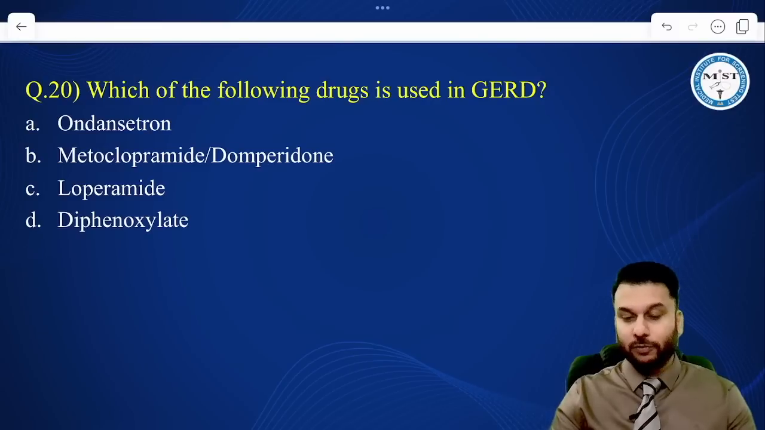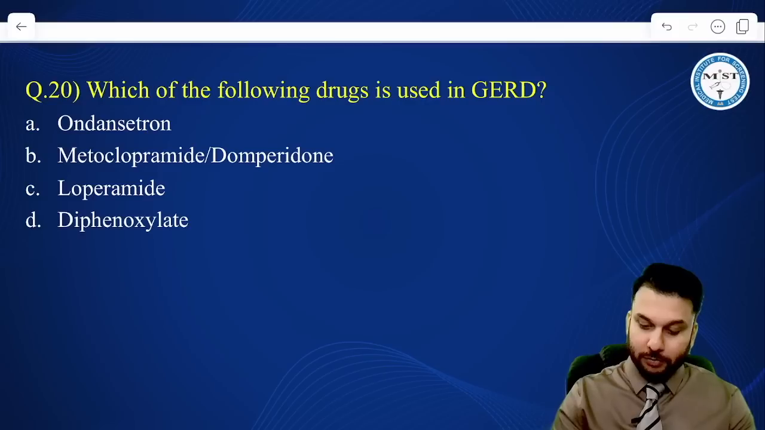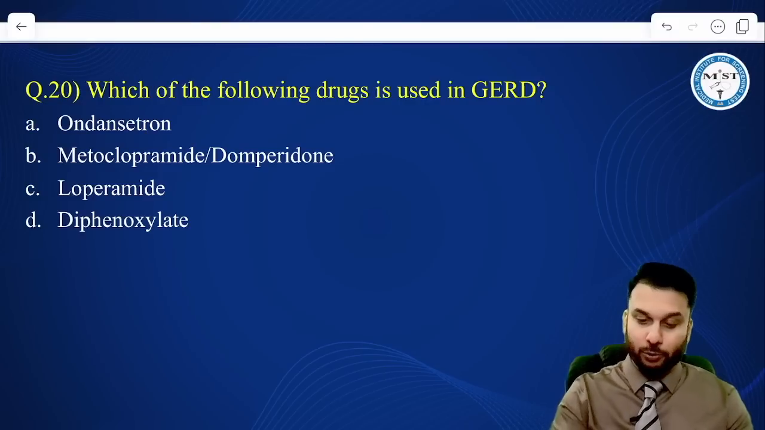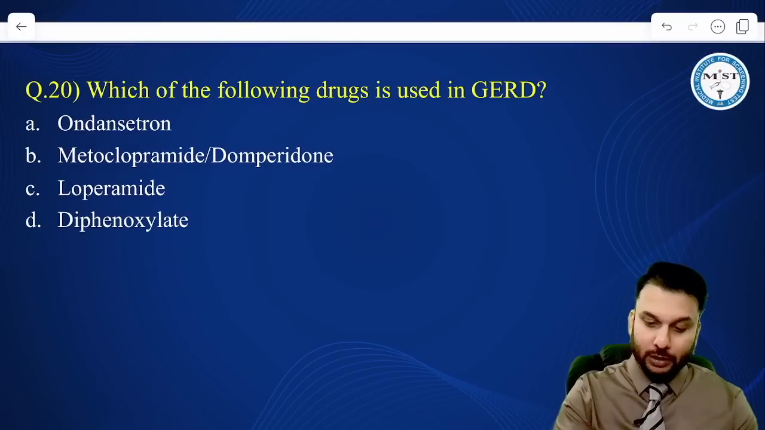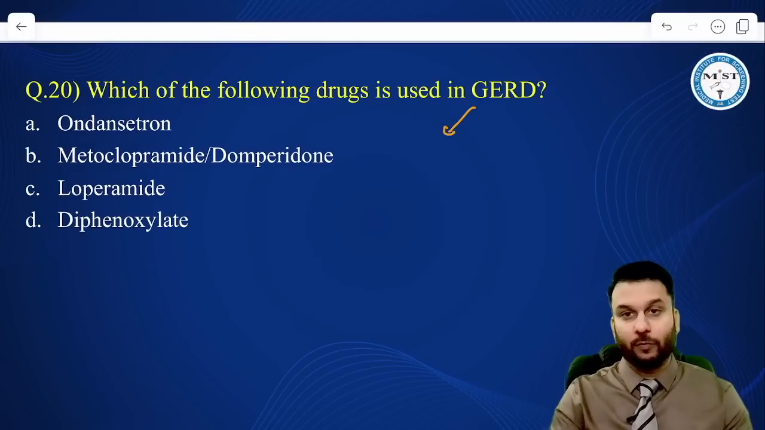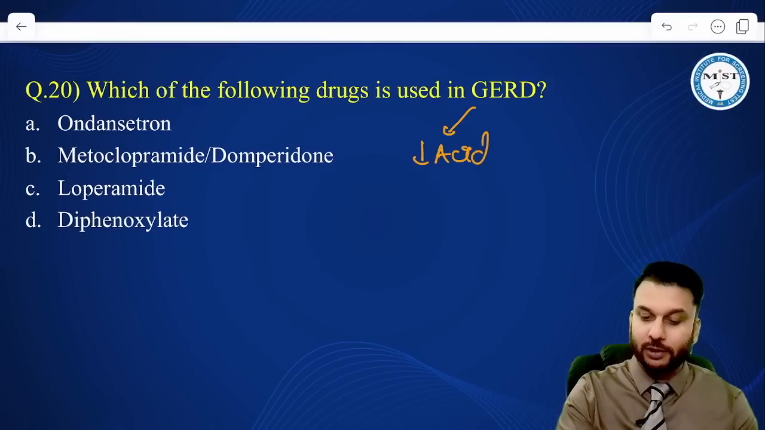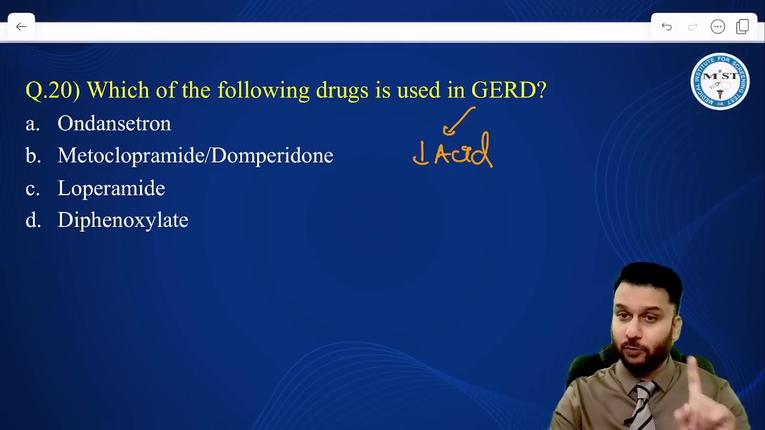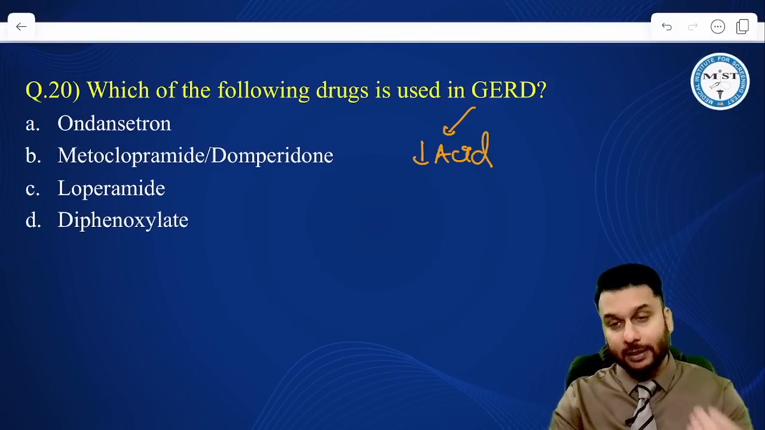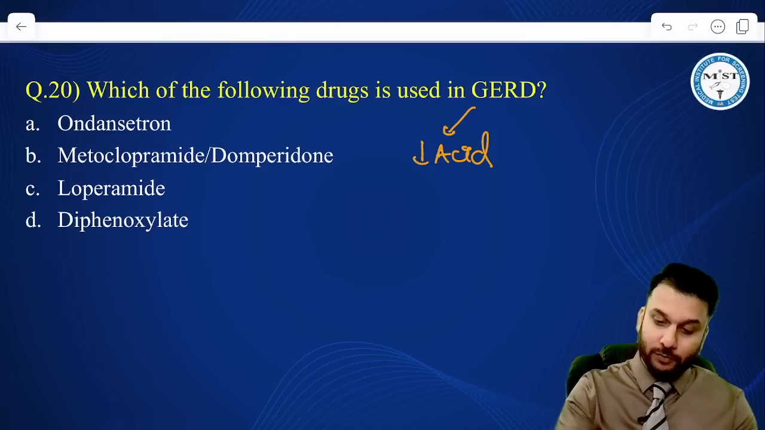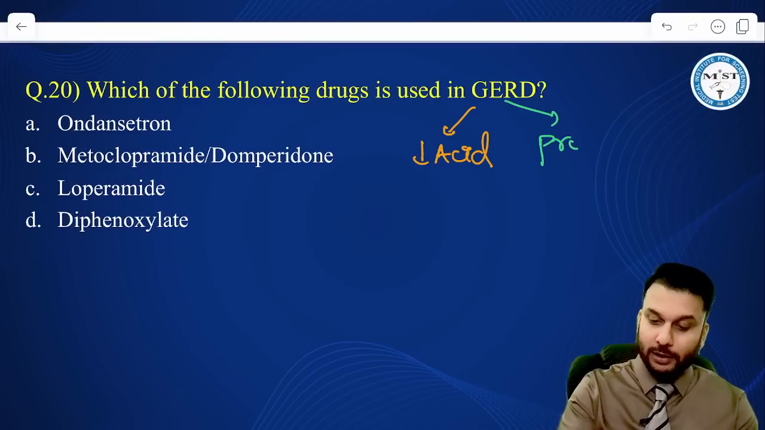Next, which of the following drugs is used in GERD? Sir, in GERD, you got to remember that there are two things that we want to do. One thing, we want to reduce the acid, for which we can give drugs like PPIs. And second thing, we use certain drugs that we call prokinetic drugs.